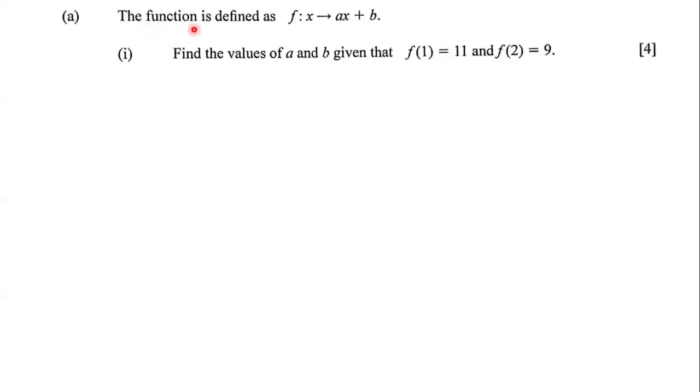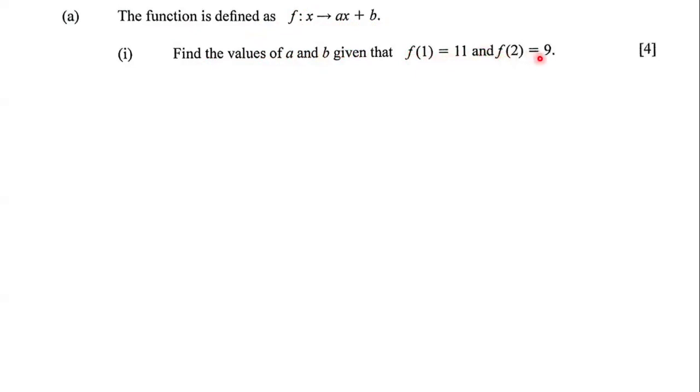The function f is defined as ax plus b, but we don't know what the values of a and b are. It says find the values of a and b, given that f of 1 is equal to 11 and f of 2 is equal to 9.